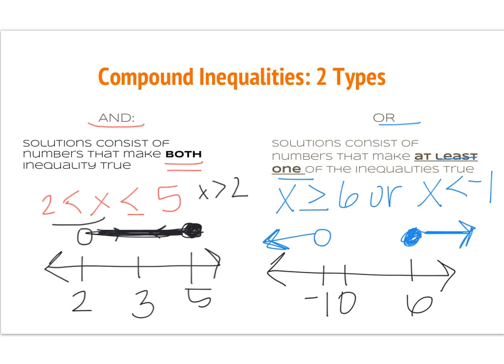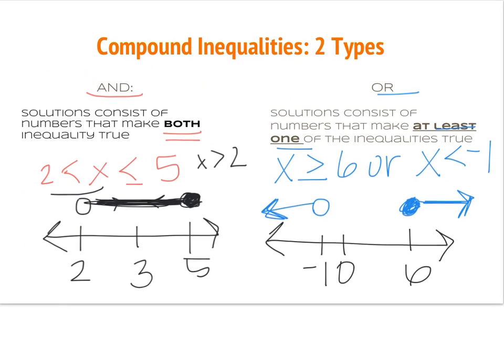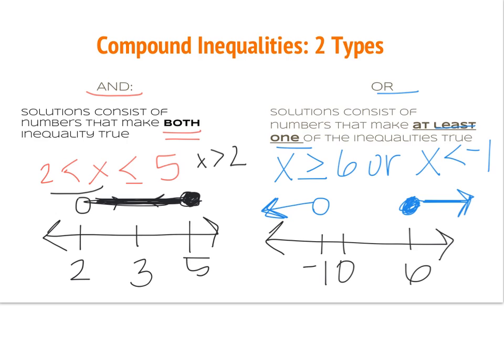So look at these two differences. You can see that there are some big differences here. For and, we're shading in the middle. For or, we're shading on the outside. For and, you're writing it as one inequality. For or, you're writing it as two separate ones with the word or in between.